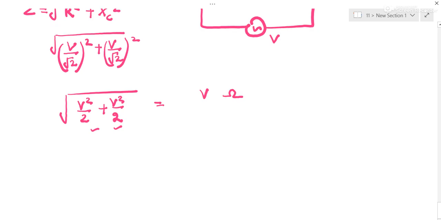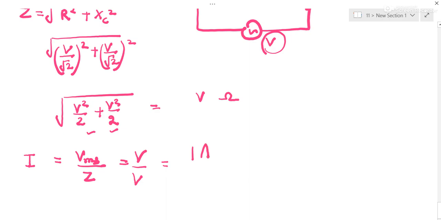So what will be the current in the circuit when both are connected in series? It will be V RMS upon Z. V RMS is V because the series combination is also connected across the same voltage, and Z is also coming as V. V is some variable, V is not volt, it's the V symbol. So 1 ampere is the current that will flow when both are connected in series.